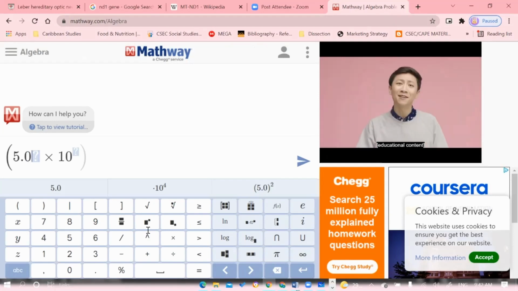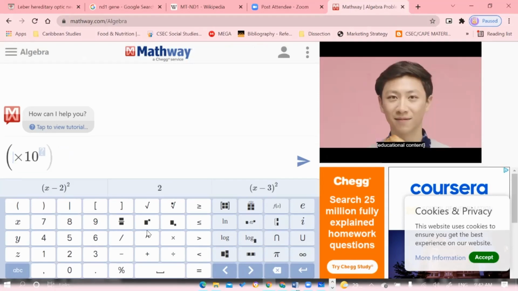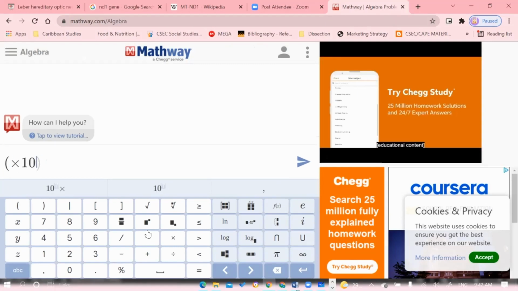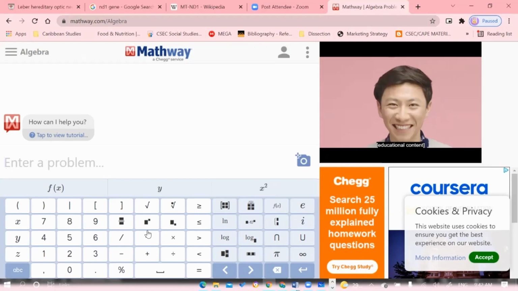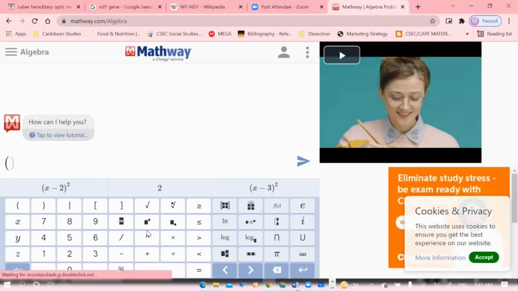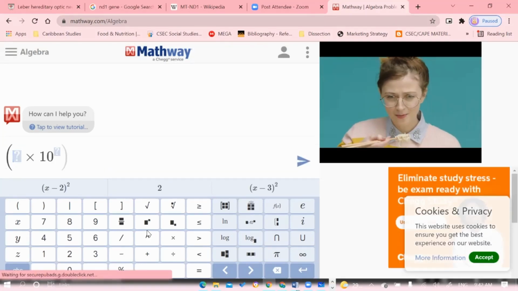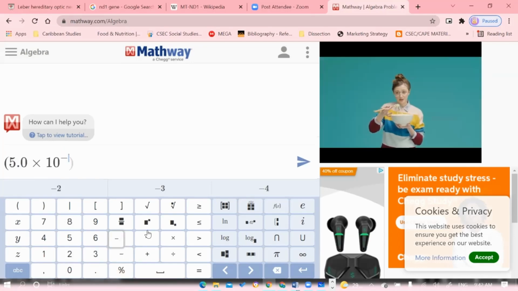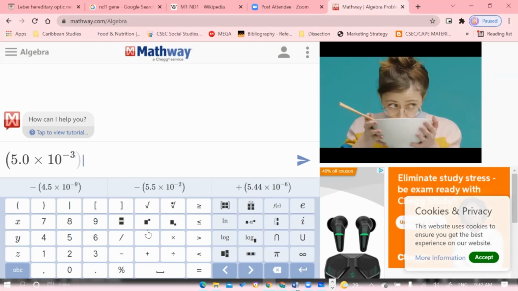Why is this thing doing this to me? Go back out. You know what? Type it. I'm stressed. 5.0 times 10 to the minus 3, right? Yes, minus 3, yeah.